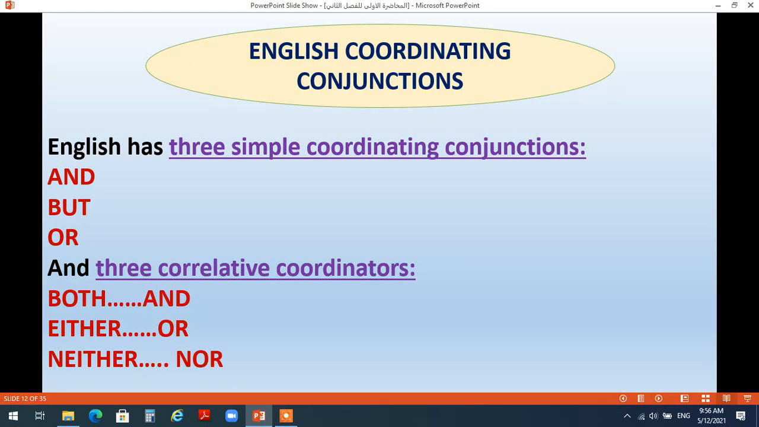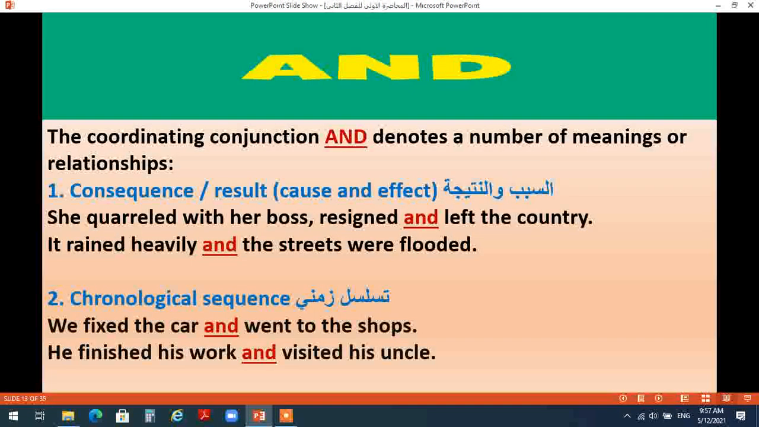وأيضا لدينا 3 correlative coordinators، وأيضا لدينا 3 أدوات ربط عبارة عن كلمتين أو a pair of words اللي هي تشمل both and, either or, and neither nor. So these are the English coordinating conjunctions. We will start with the first simple coordinator which is and.